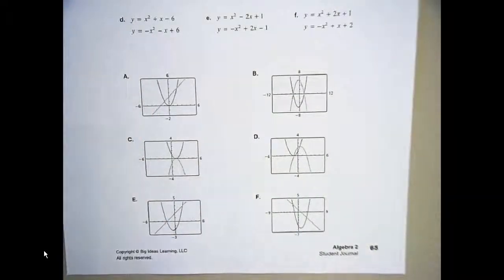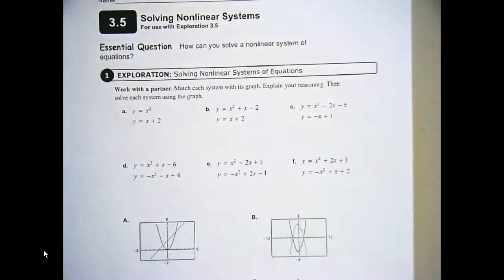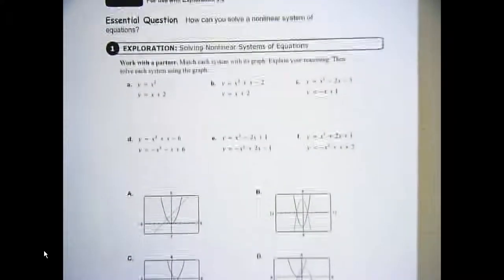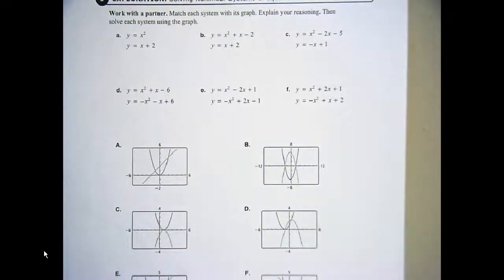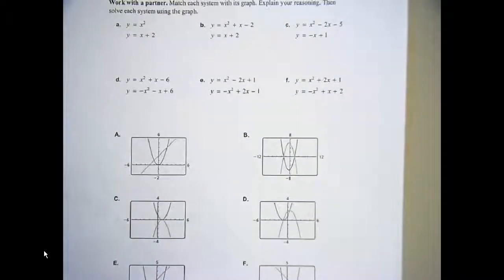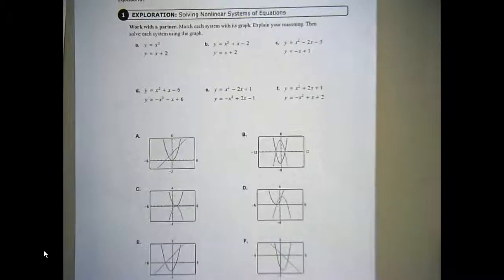Okay? So what I want you to do on page 65 of your student journal, I want you to work with your groupies. Go ahead and match up those systems. Remember, a system is when you have more than one equation. Match up those systems to their corresponding graphs. Okay? I'll give you a couple minutes to do that there.